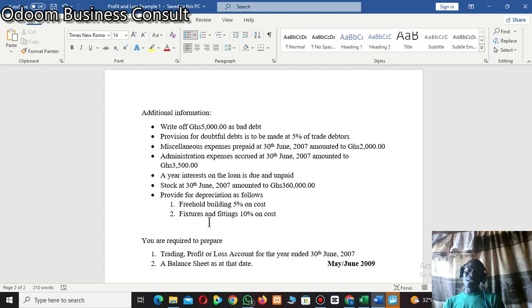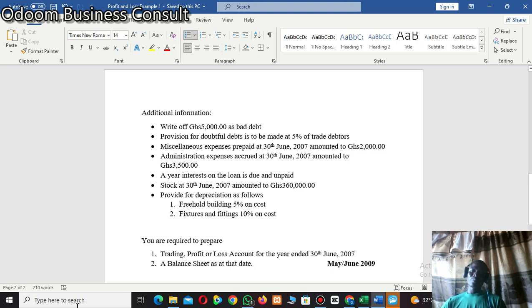So owings at the end of the accounting year is a liability. Owings at the end of an accounting year is a liability. Something that you are owing, you are supposed to pay, you've not made payment for that. So you are owing, and every owing in accounting is known as what? Liability. And you will see how we can treat it in our balance sheet.